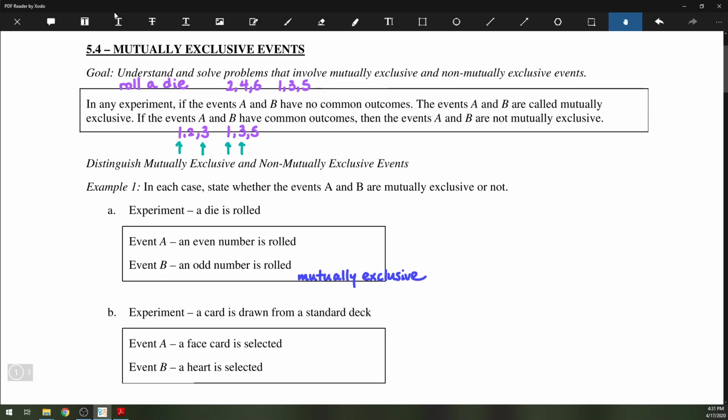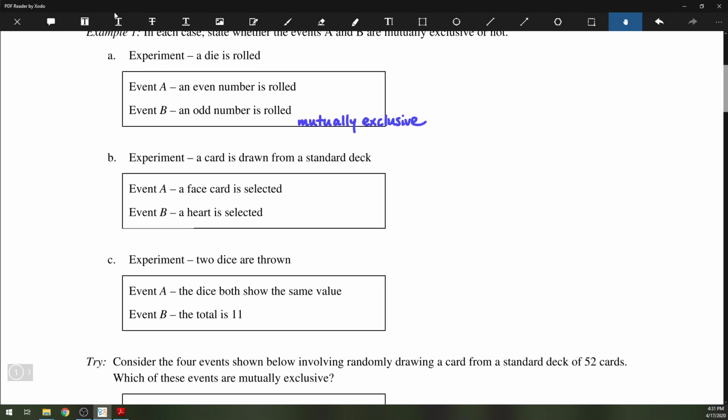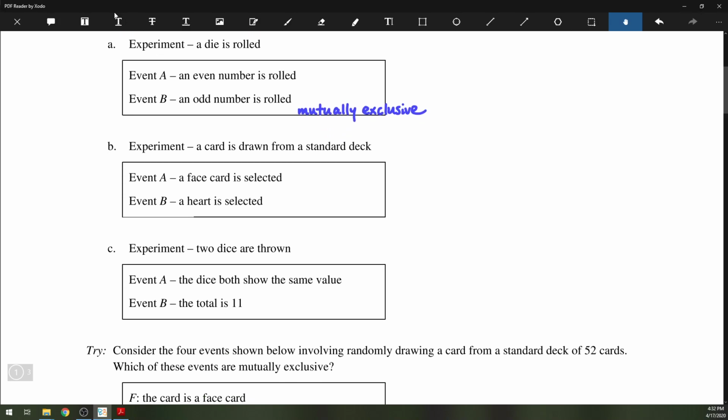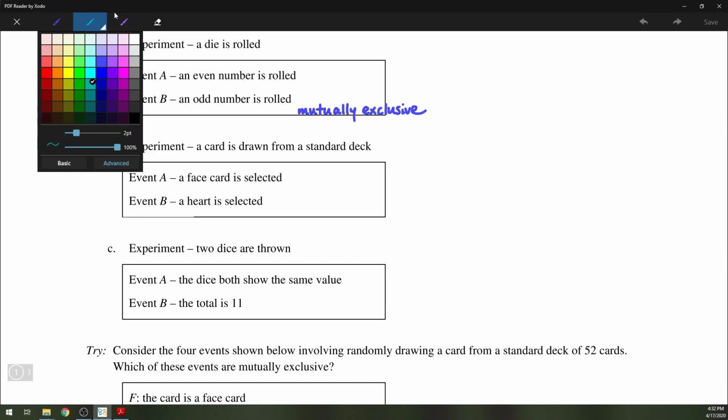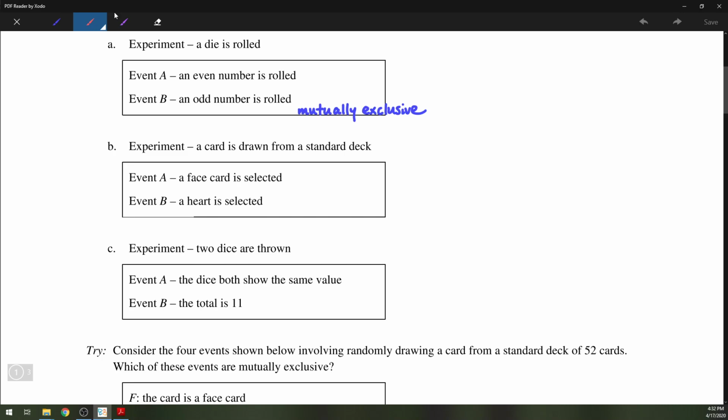Okay, so next up we have drawing a card from a deck of cards. A face card is selected as event A, and event B is a heart is selected. So again, we want to consider if it's possible to have common outcomes, and in this case there are, and they are the Jack, Queen, and King of Hearts. So these two events are not mutually exclusive.